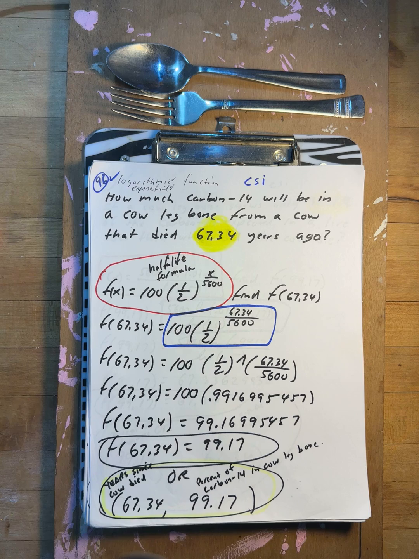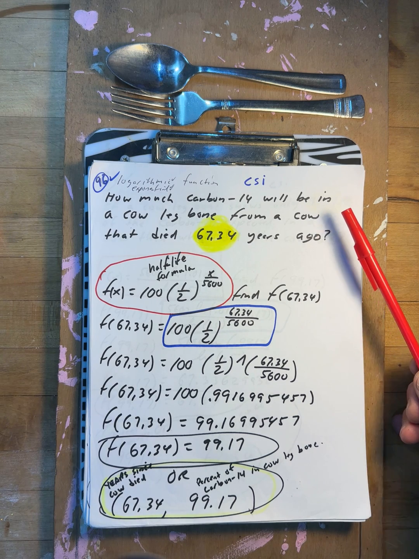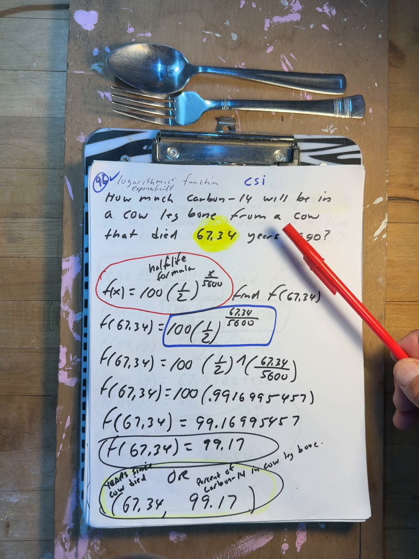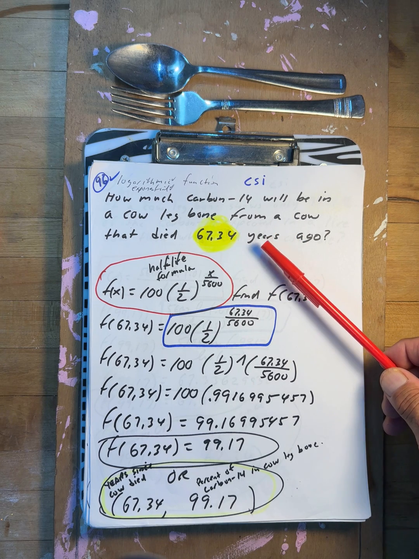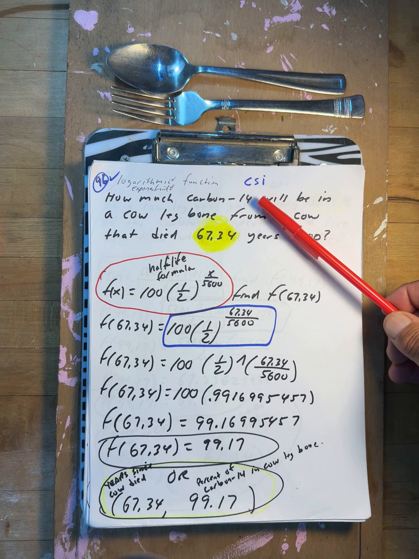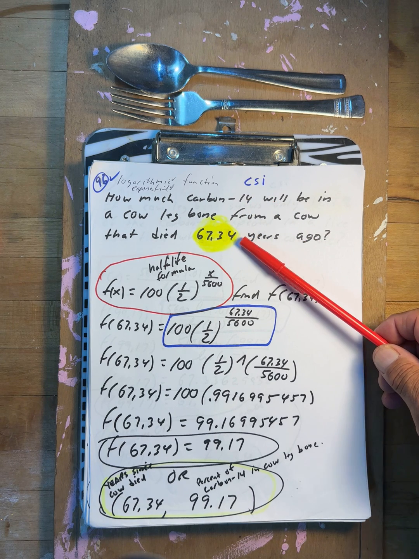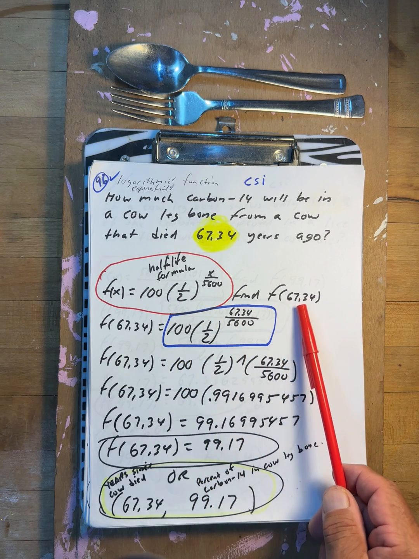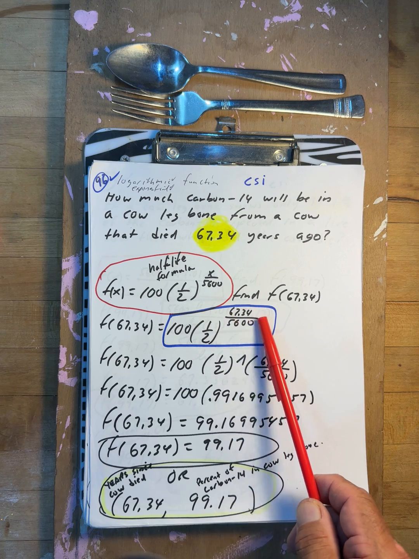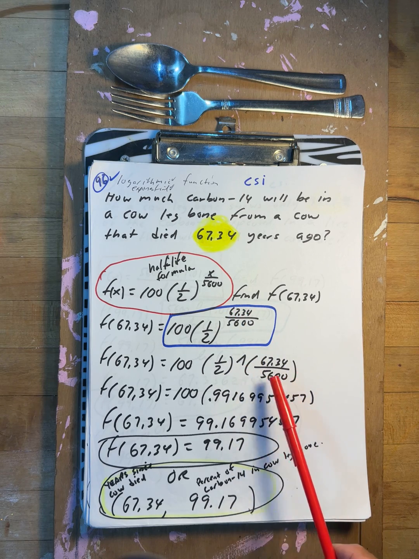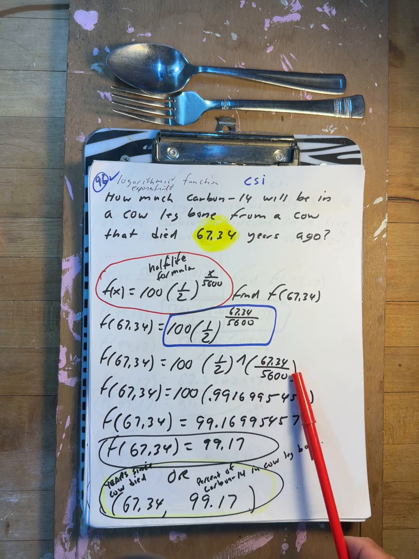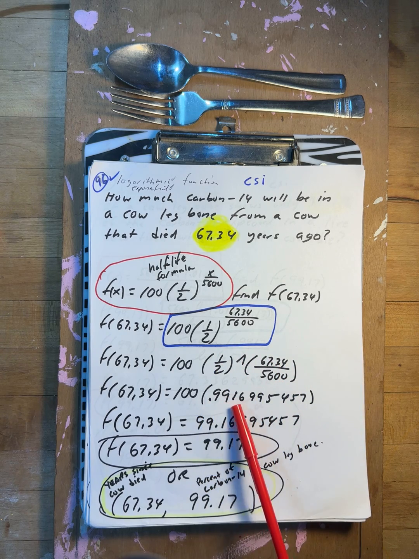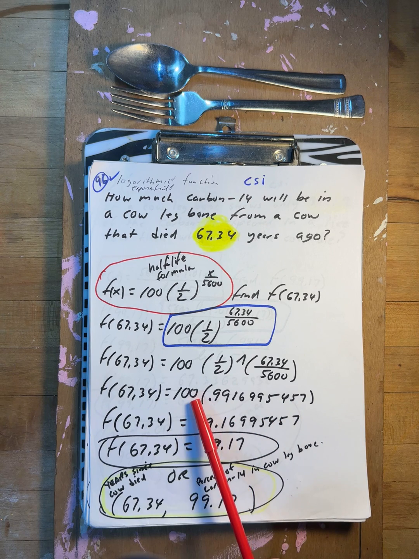All right, come more. How much carbon-14 will be in a cow leg bone from a cow that died 67.34 years ago? Okay. When it's alive, it has 100% carbon-14, but it's been dead for 67.34 years. So using the half-life formula right here, put the number in there, 67.34 right here. So now I'm going to put this right here. 1/2 to the power of this on my calculator is going to give me this number. Multiply it times 100. It's going to be 99.5457, but I'm going to round it off to 99.17.